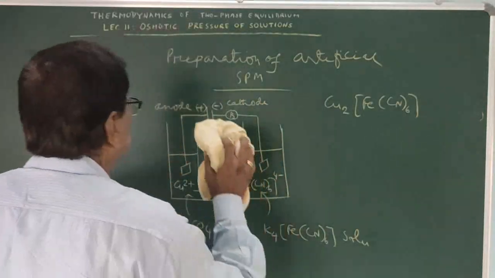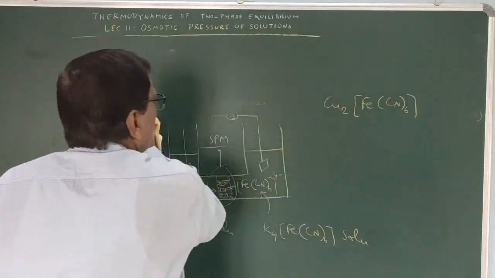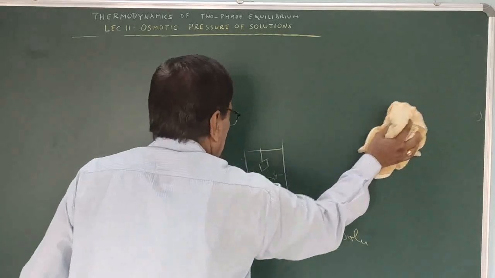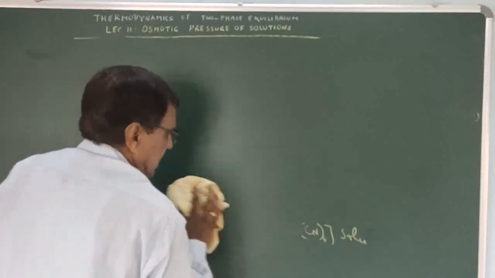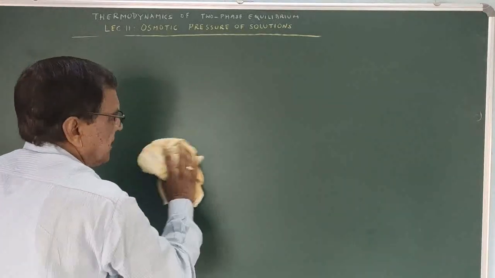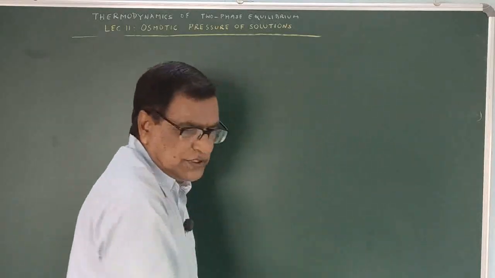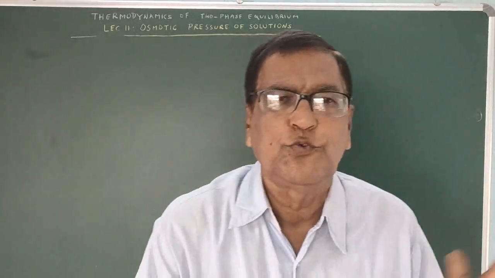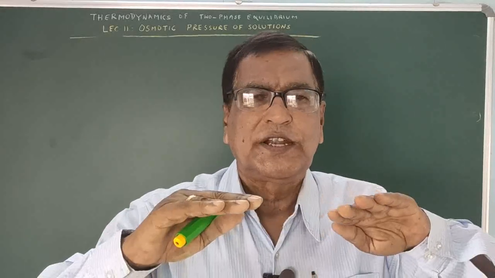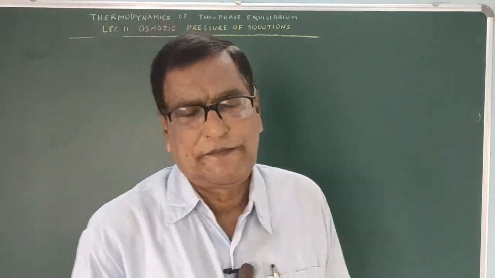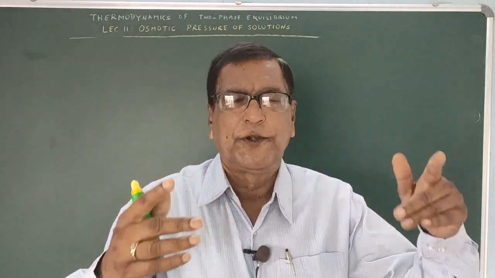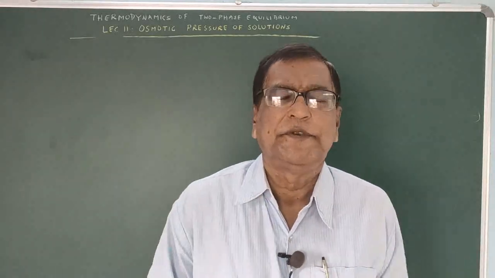Now I would like to propose one equation, which is called the Van 't Hoff equation, from the 19th century. Van 't Hoff, a Dutch chemist, was awarded the Nobel Prize.